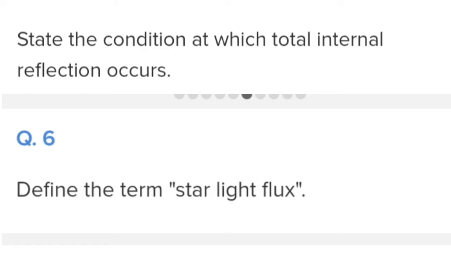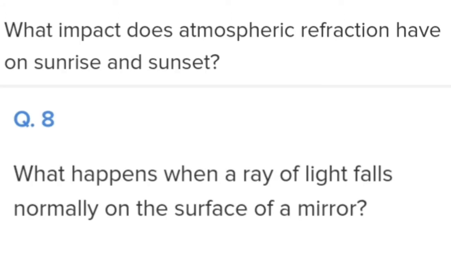State the condition at which total internal reflection occurs. Define the term starlight flux. What impact does atmospheric refraction have on sunrise and sunset? What happens when a ray of light falls normally on the surface of a mirror?